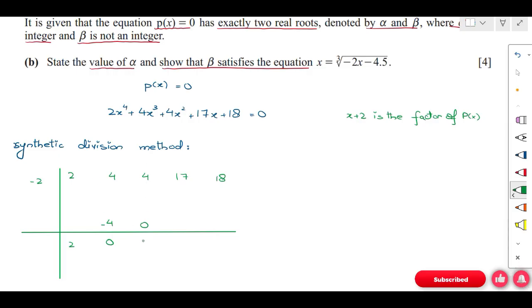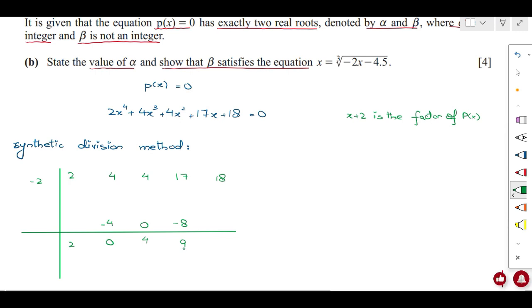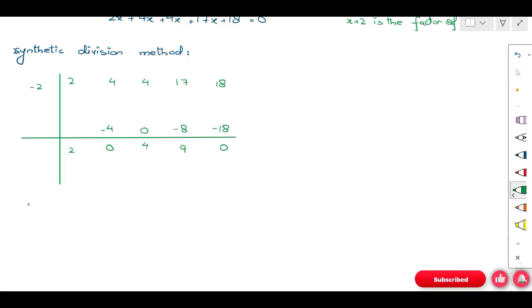When you add them up, this becomes 4. Negative 2 times 4 is minus 8. In 17, when you add negative 8, 17 minus 8 is 9. Negative 2 times 9 is negative 18. So this becomes 0. Now this reduces the polynomial. Now how can we write this? This is x plus 2, and now we can write the polynomial.